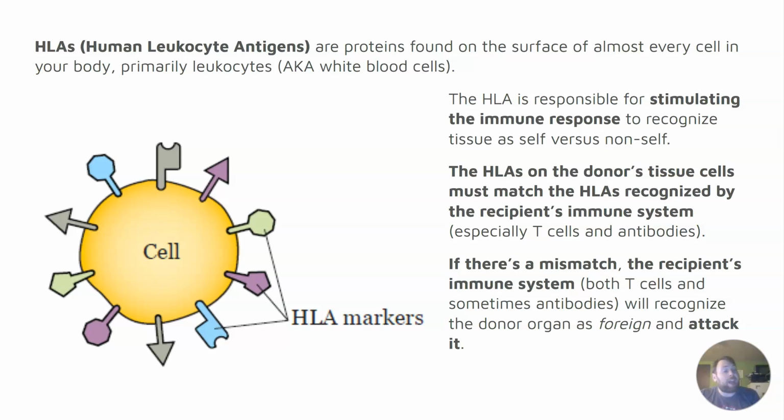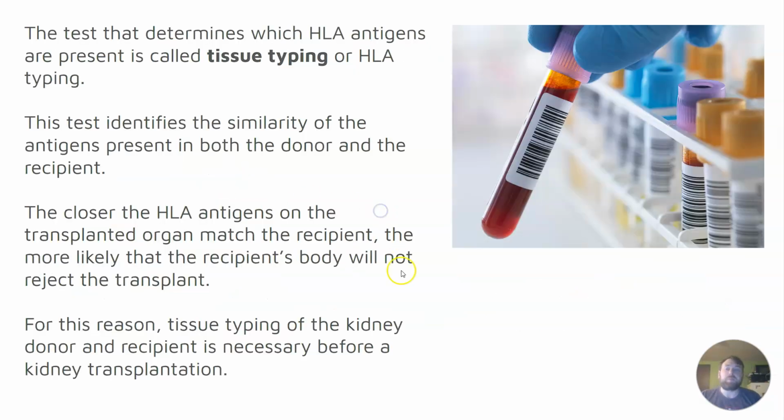But if there's a match, then that means that this cell will be accepted into the body as the same as the recipient's cells. So our donor tissue has to match in HLAs to the recipient as well, not just blood types, but these HLA markers as well.